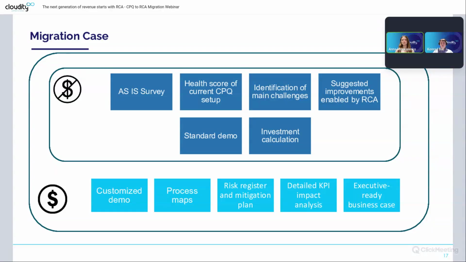So what we usually do is try to get rid of all of this tech debt, all of those customizations that you've built over the years, trying to make CPQ work for you, because this is the case for a lot of customers. It is what it is. So we suggest some improvements, how we can map it to RCA in a better way.